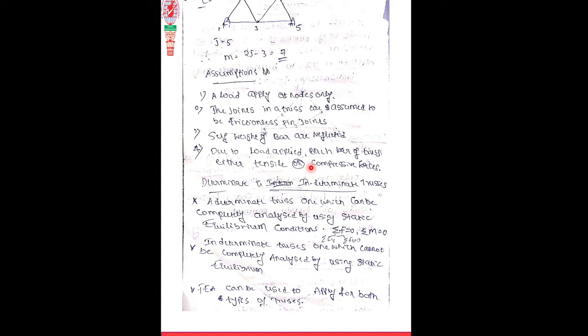One is load applied at the node, joints are assumed to be frictionless, self-weight is neglected, and load applied at the bar is either tensile or compressive force. Now, these are the assumptions. Next one.